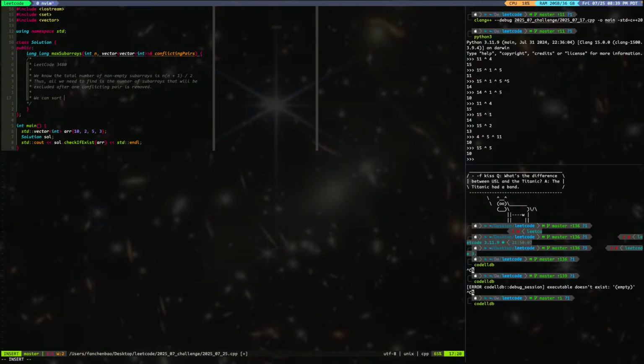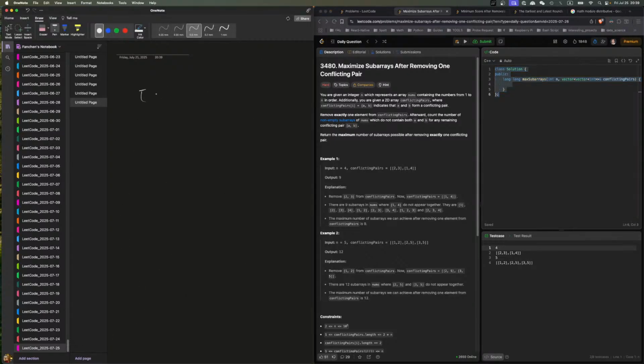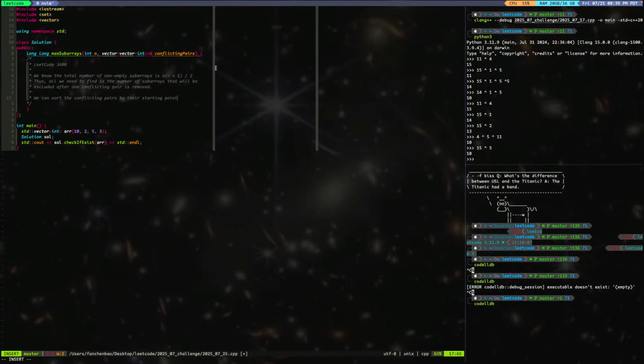We can sort the conflicting pairs by their starting point. I wonder if the end point needs to be sorted as well. If I sort them by the starting point, what if the end point, actually I don't think we ever discussed this. What if I have, let's say, 2, 5, and then 2, 7? What's going to happen? Well, we started from 2. Oh, I think the end point doesn't really matter. Yeah, it doesn't really matter. I don't think it matters. So we just sort by their starting point, right?